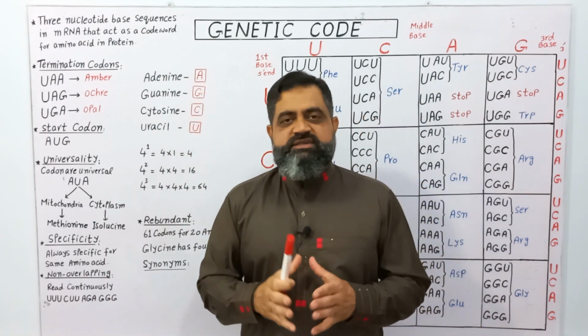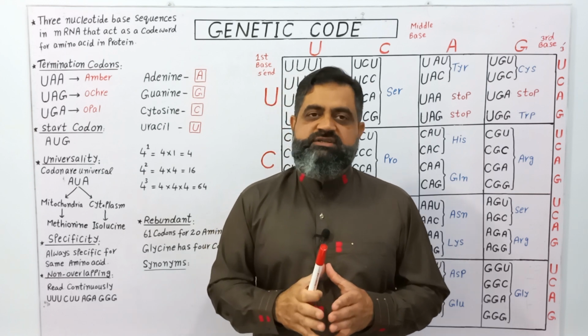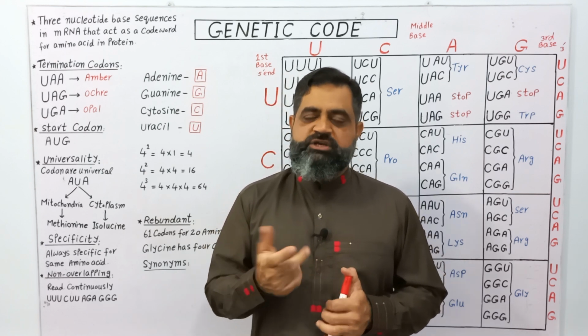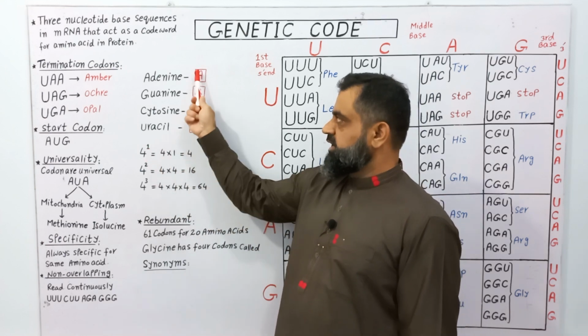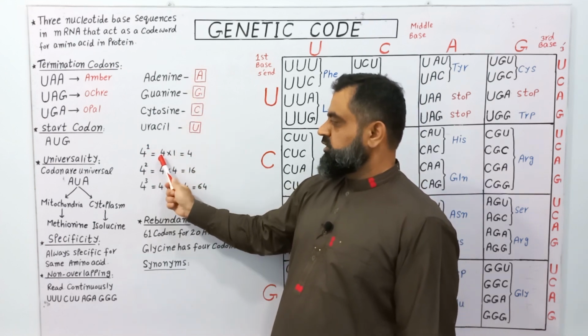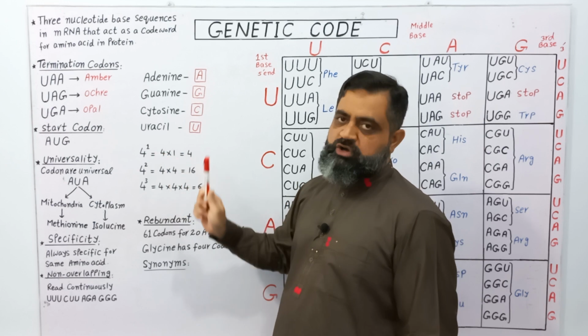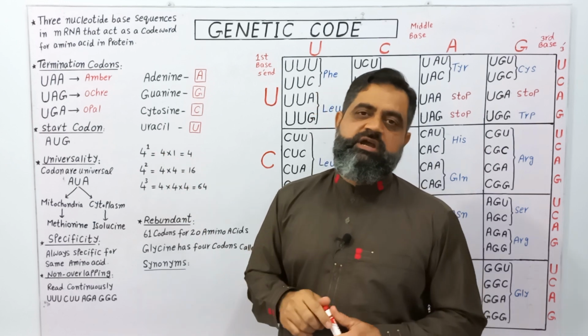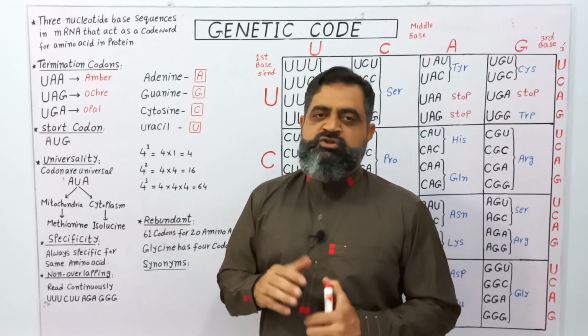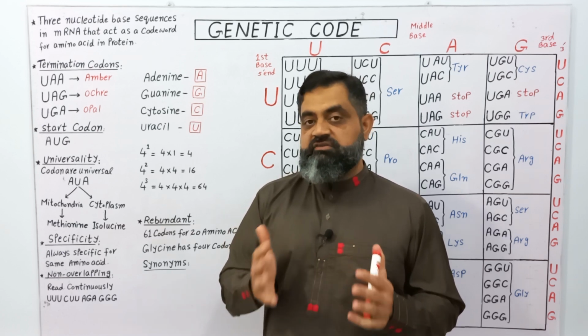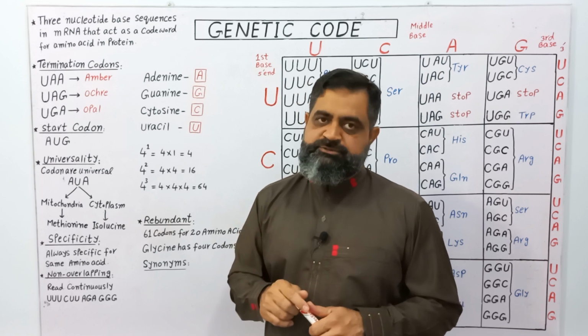So why is there a triplet codon? Why is it not only 1 base or 2 bases? If we include 1 base, it will make only 4 codons, but there are 20 different types of amino acids which join together to form proteins. So these 4 codons are not enough for 20 types of amino acids.